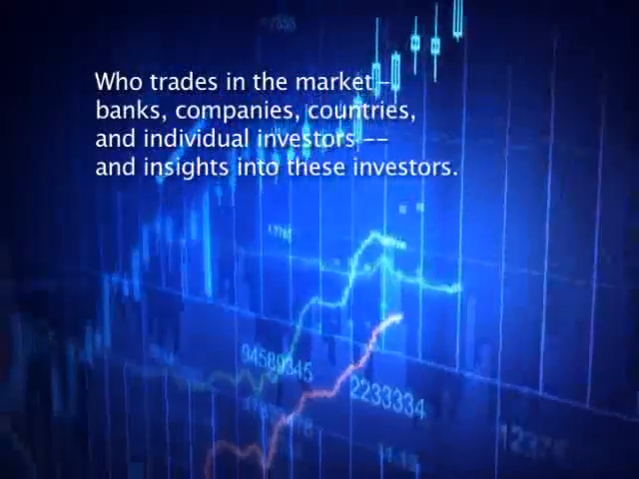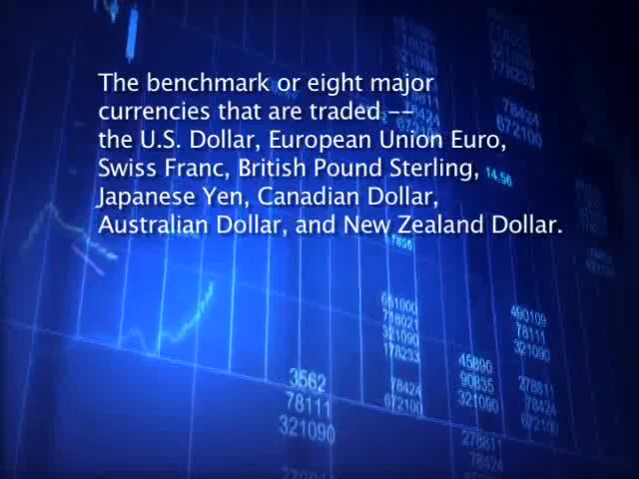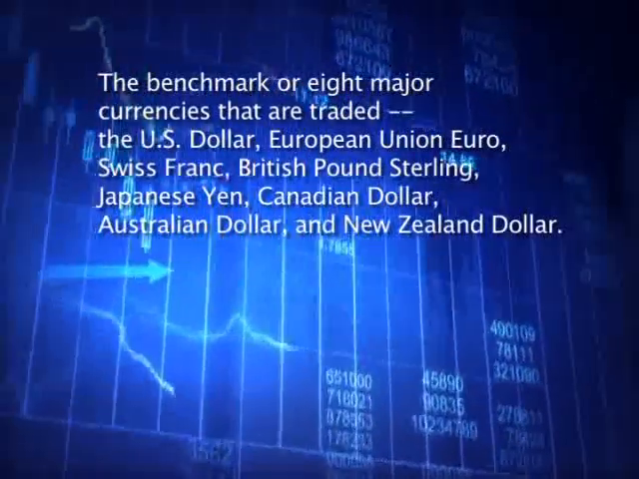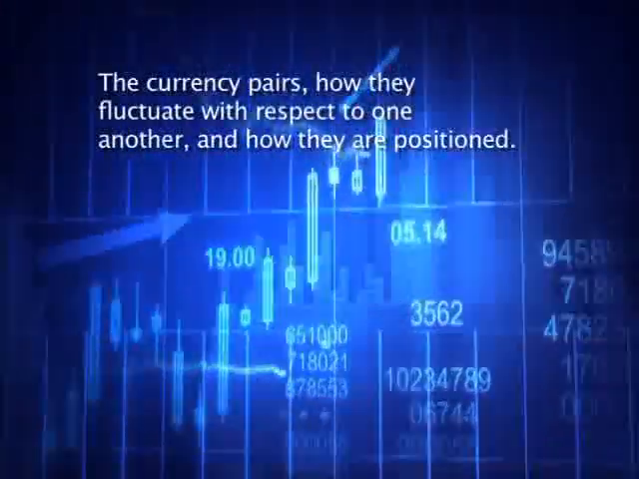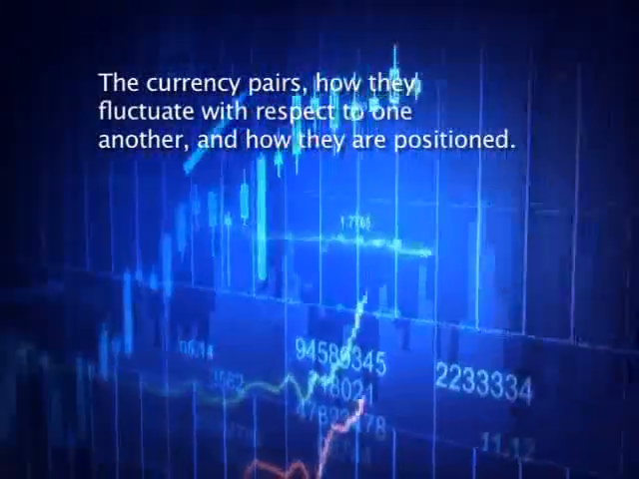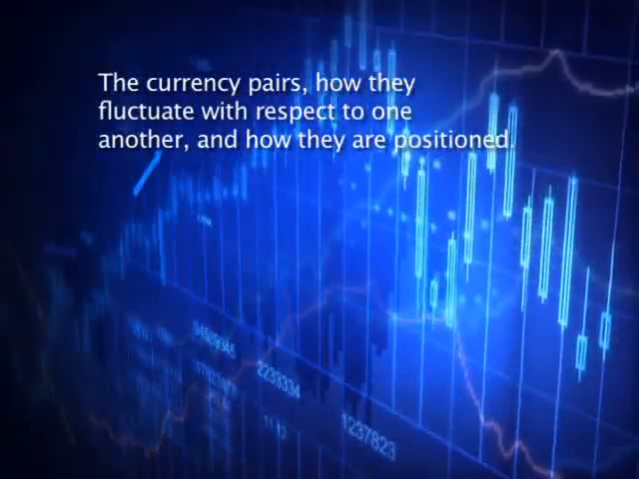The benchmark is 8 major currencies that are traded: the US dollar, the European Union's euro, the Swiss franc, the British pound, the Japanese yen, the Canadian dollar, the Australian dollar, and the New Zealand dollar. The currency pairs, how they fluctuate with respect to one another, and how they are positioned.